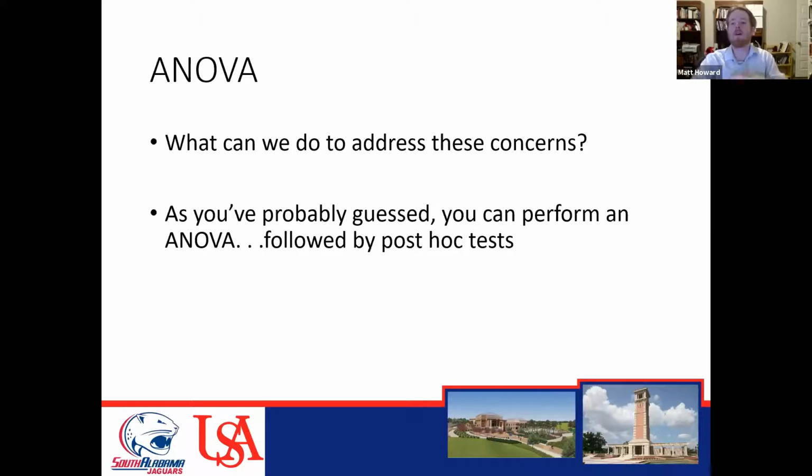So that's why we always want to use an ANOVA when we have more than 2 groups. That's why we always want to use an ANOVA when we have 3, 4, 5, and so on groups, because it keeps our type 1 error rate at 5% when we have more than 2 groups.